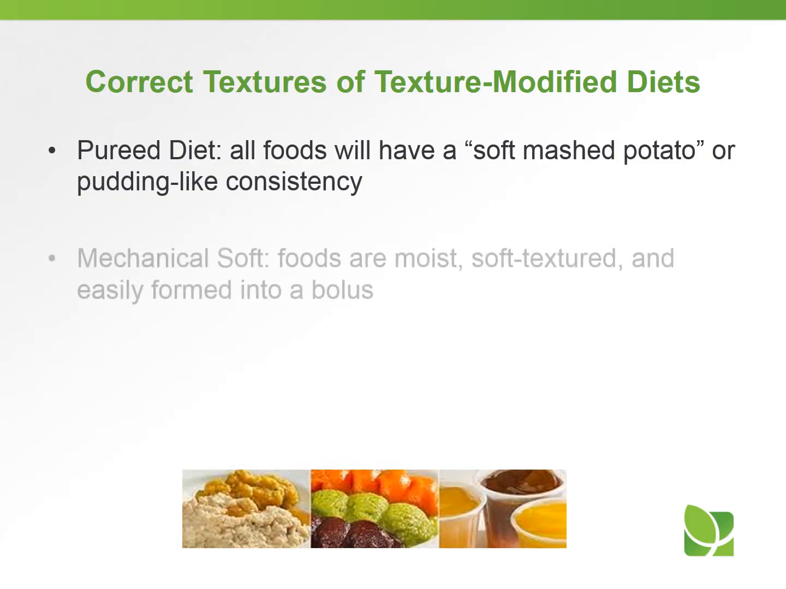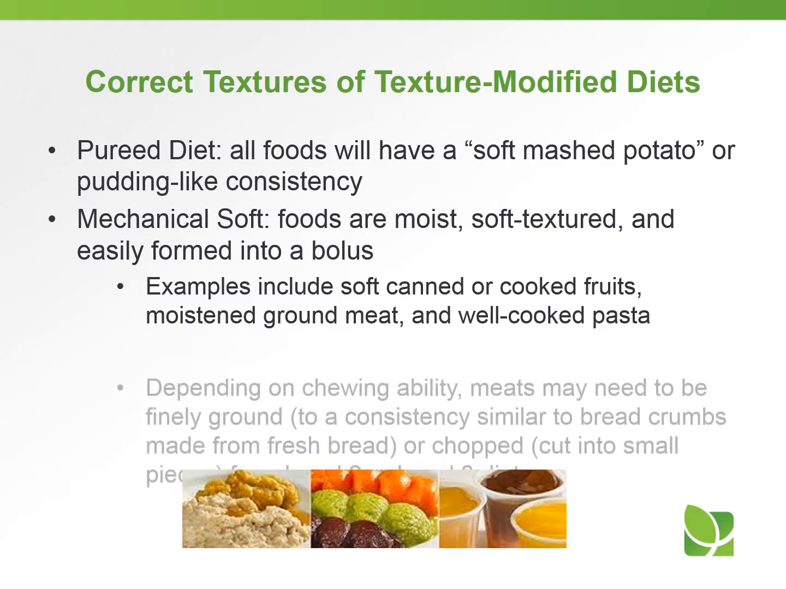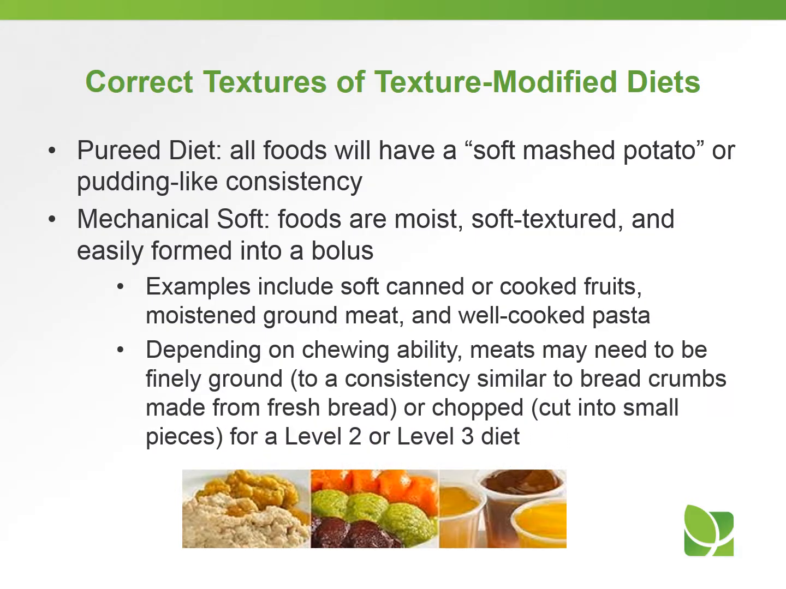So a puree diet should have the consistency of a soft mashed potato. It shouldn't be too runny. It should almost be like a pudding-like consistency. Mechanical soft, those are foods that are going to be moist, soft in texture, and easily formed into a bolus. Examples of that would be soft canned or cooked fruits, ground beef with moisture like gravy or some kind of sauce, and well-cooked pasta. And then depending on chewing ability, meats may have to be finely ground, almost to a breadcrumb consistency, or chopped into small pieces for a level 2 or level 3 diet.